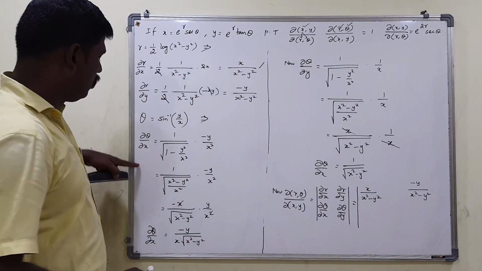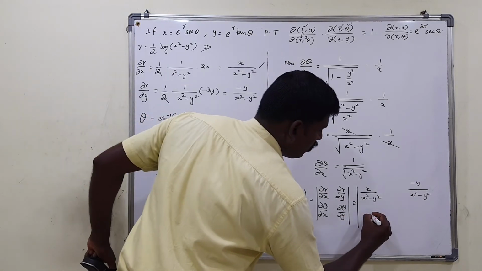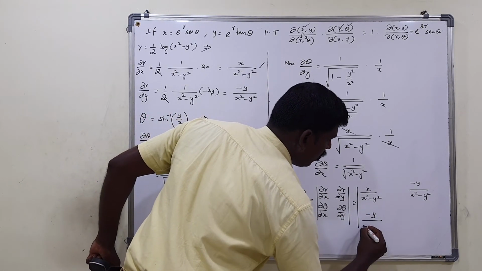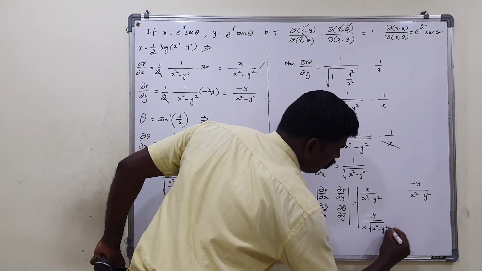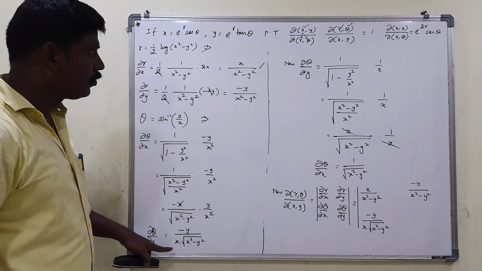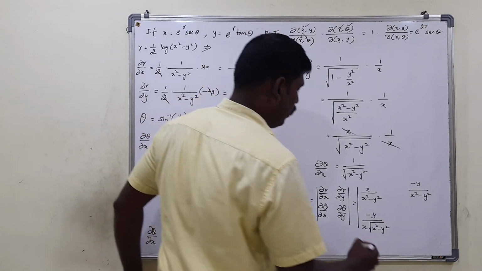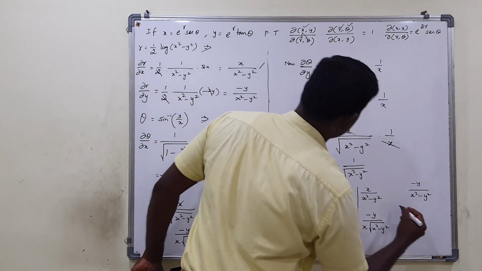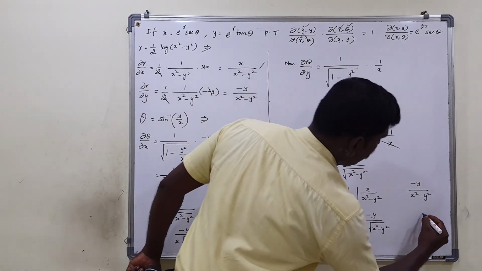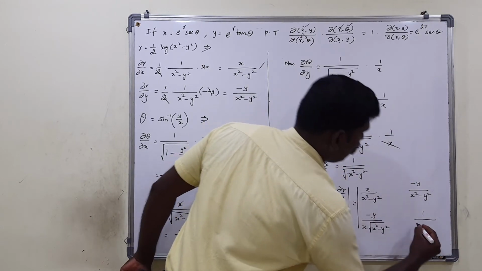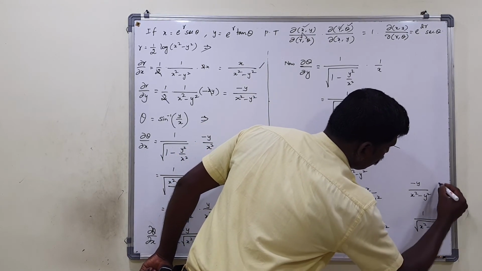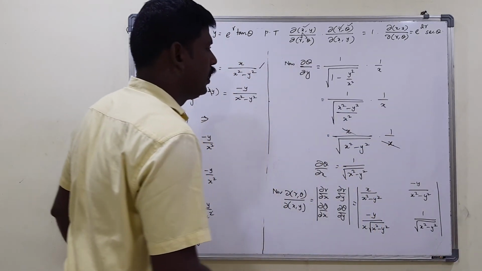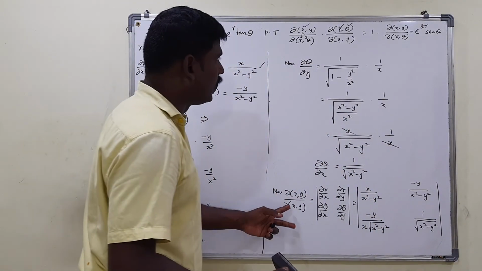Same like that, ∂θ/∂x is minus y by x into root of x square minus y square, isn't it? Same like that, ∂θ/∂y. What is ∂θ/∂y? 1 by root of x square minus y square. Is it right? Simplified, we can get this answer, right?